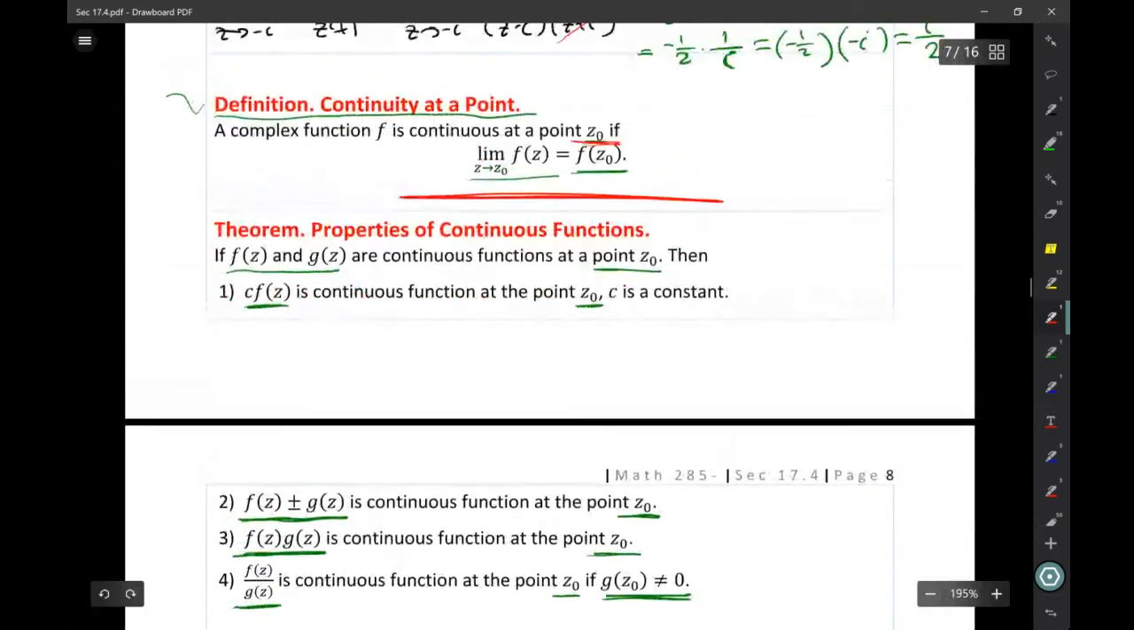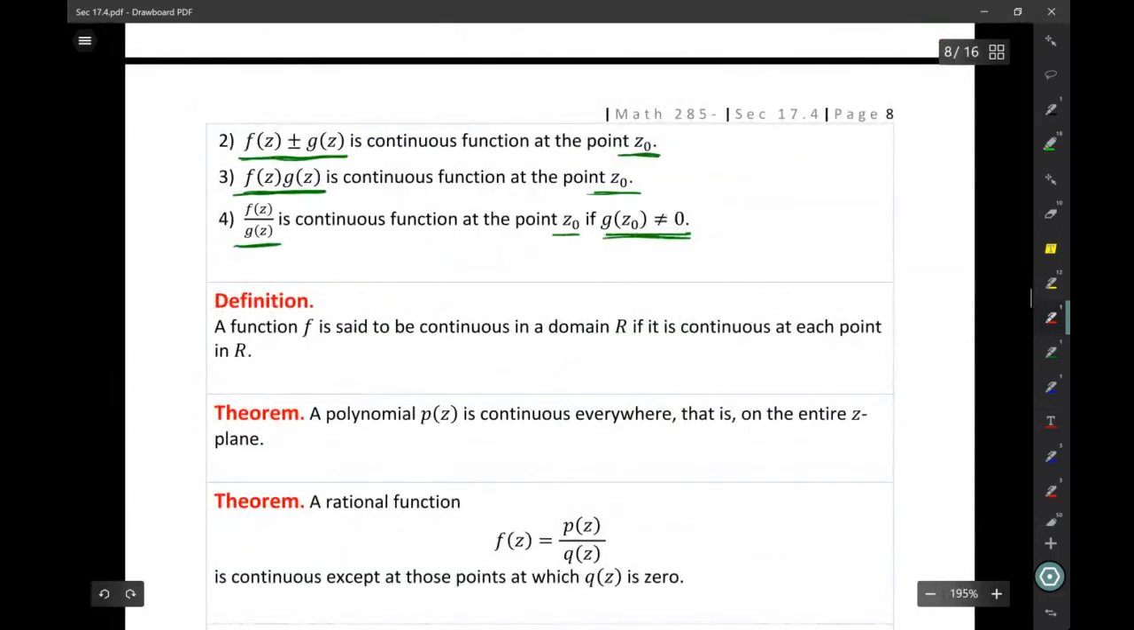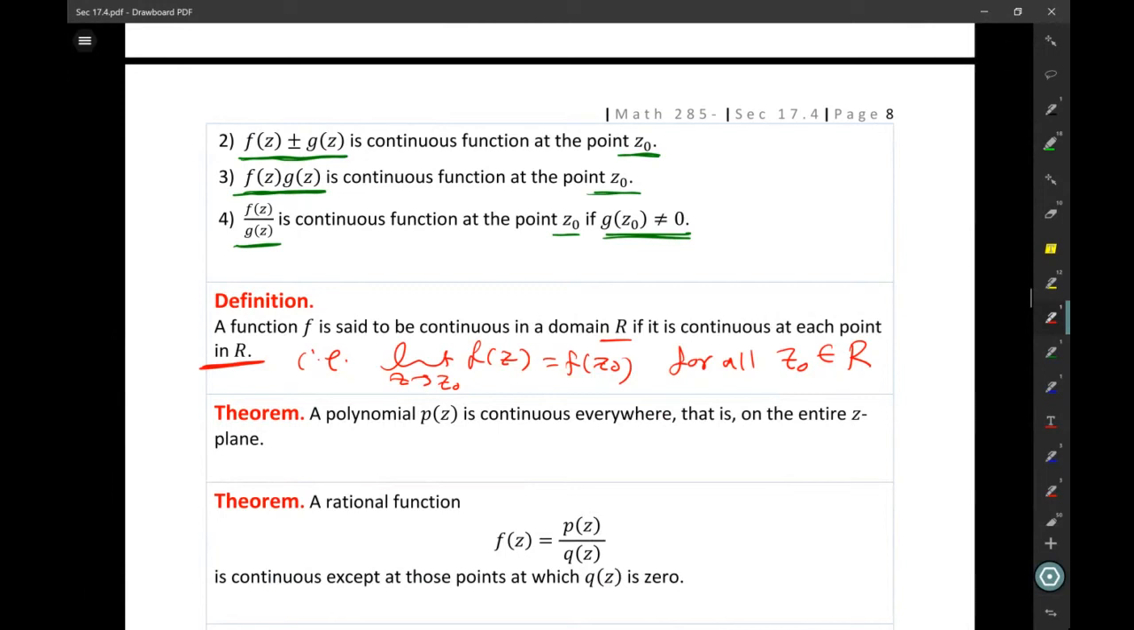Now, what is the meaning of continuous on the domain R? We say f is continuous on the domain R if it is continuous at each point in that domain. I mean, the limit of f of z as z approaches z naught is equal to f of z naught for all z naught belonging to R, for any point in my domain.